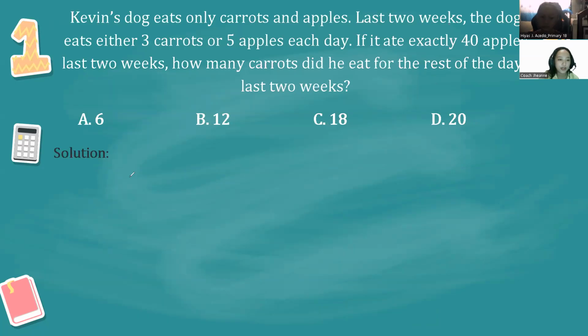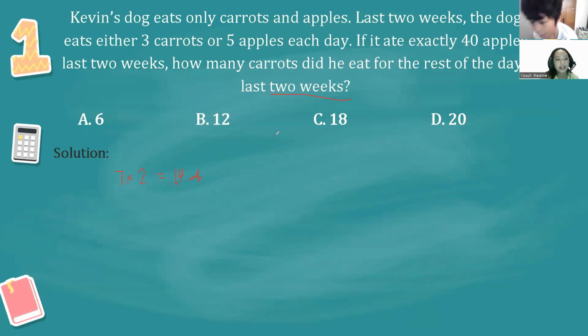we have to first determine how many days there are in 2 weeks. So for that, how many days are there again in a week? We have 7. 14. Yes, that is 14. 7 times 2 for 2 weeks, and that is 14 days. Very good, Dali. And take note.